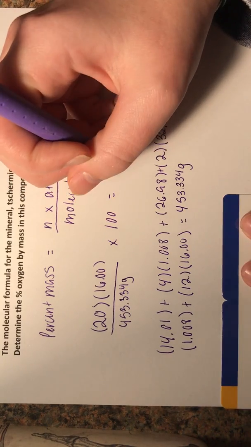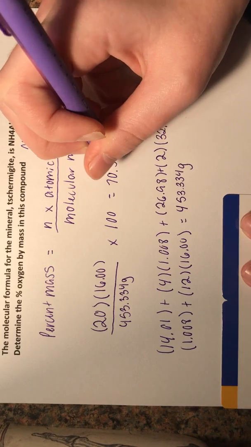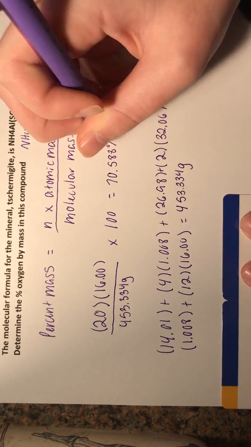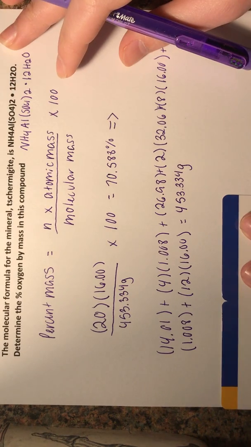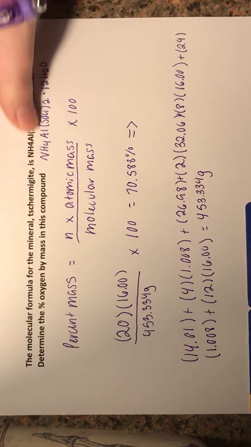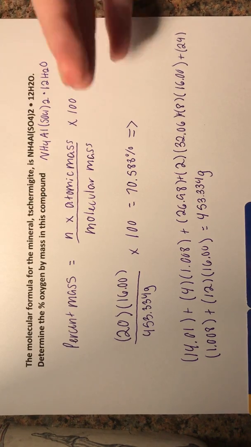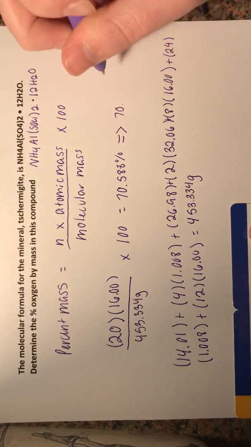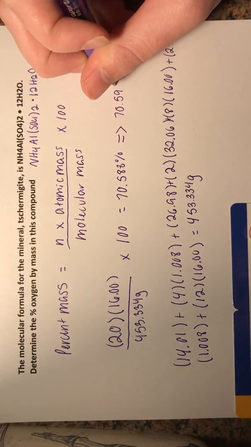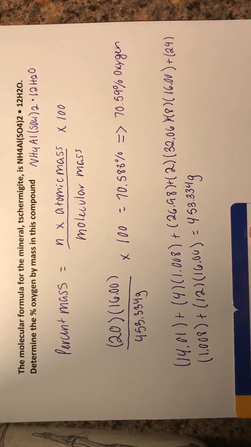So this is going to end up coming out to be 70.588%. And we'll just go ahead and put that to 4 significant figures. There's no significant figures labeled in the equation or given for a standard, so we'll just go ahead and put 4. So we have 70.59% oxygen in this compound.